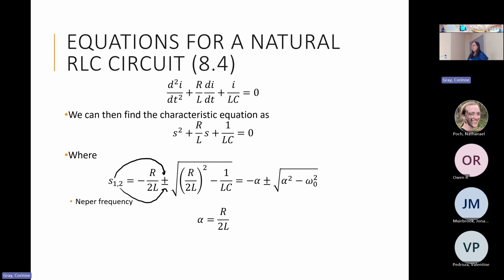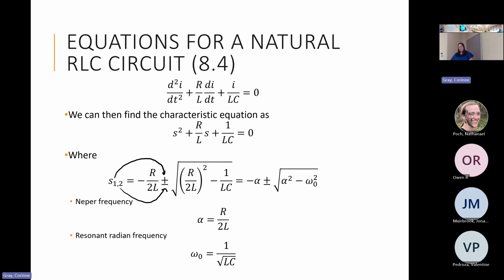So with this here is one of the controlling things that we have. It's basically so that we don't have to write out R over 2L over and over and over again. So it shows up a lot. The 1 over LC is our resonant radian frequency.